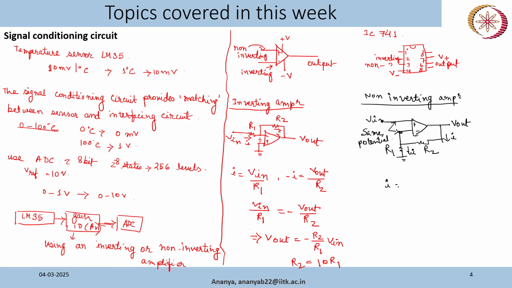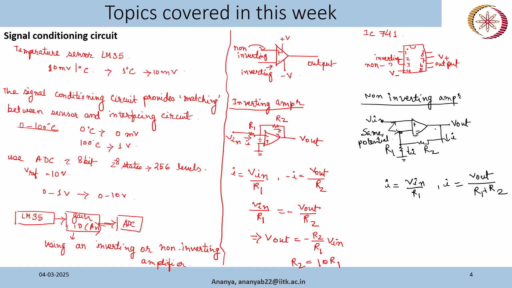So I is equal to V in by R1. Okay, so this point is also V in. So this current is I here, so V in by R1, and current I is equal to, so we'll use KVL in this loop. So the voltage is V out, this is divided by R1 plus R2. There are these two resistors.